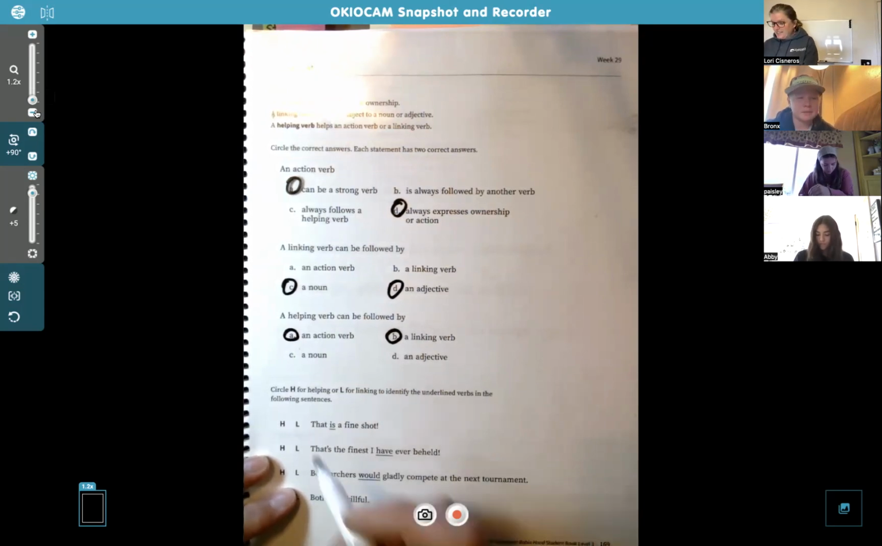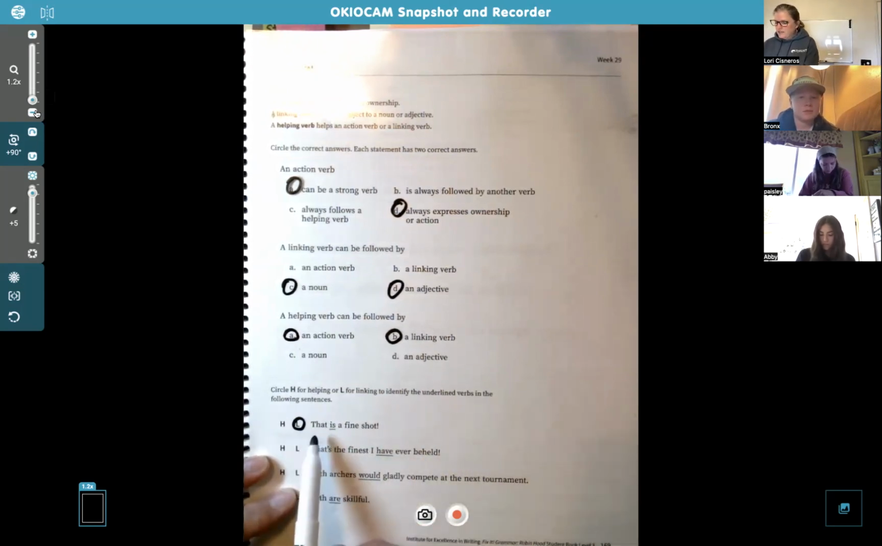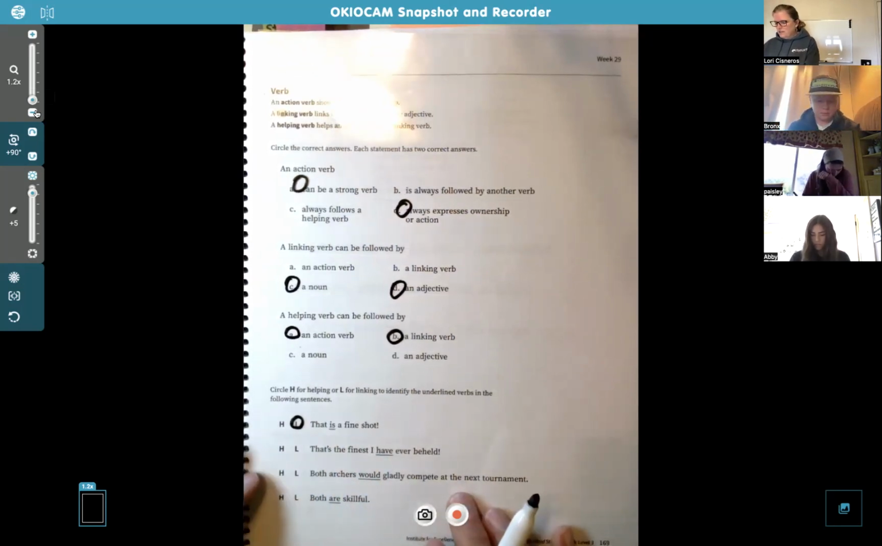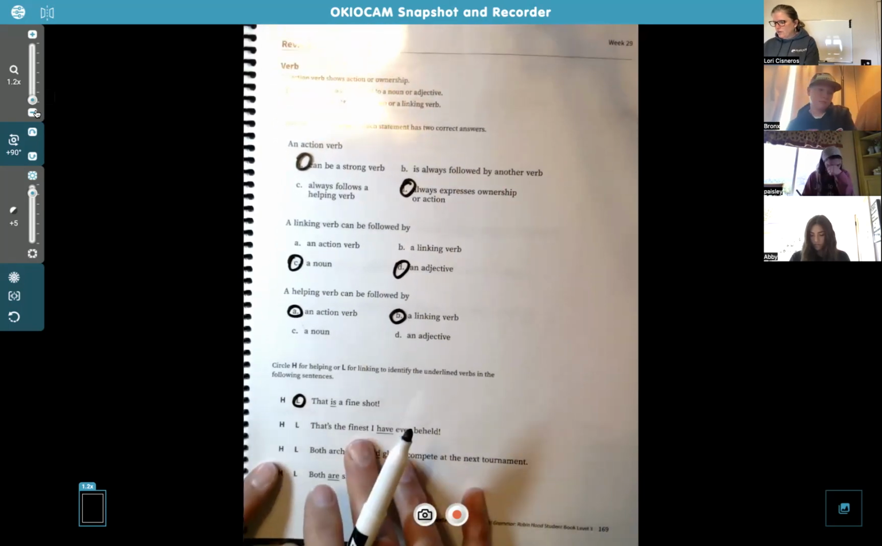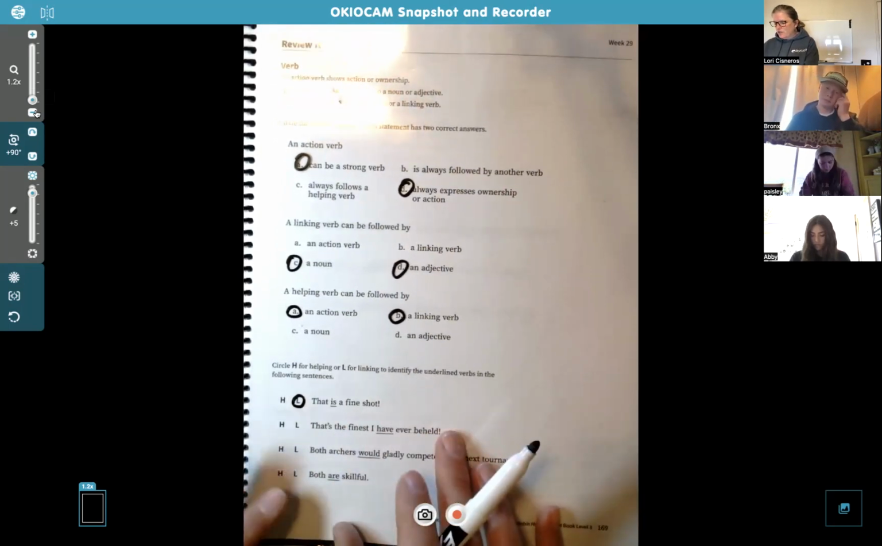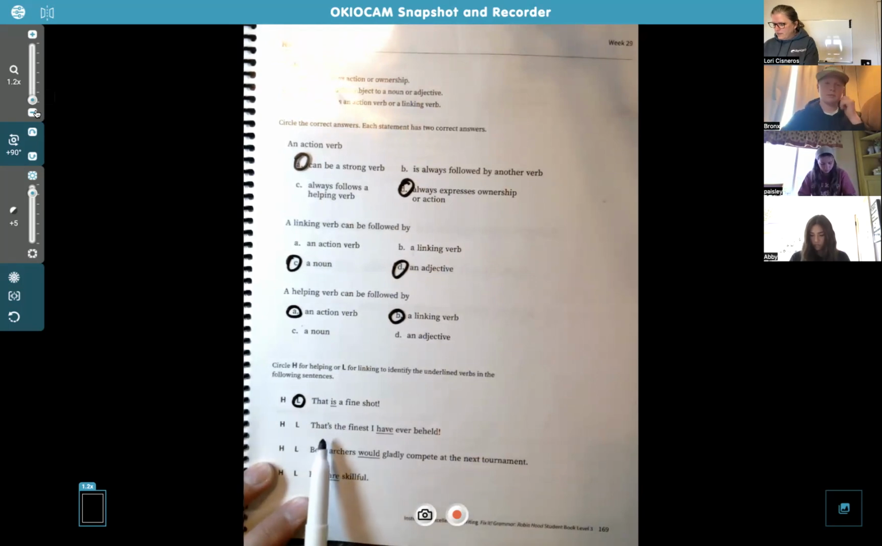Linking. It is linking because the subject is a fine shot. So it's linking the subject to the noun and the adjective over here. Good job. Okay, so Paisley, that's the finest I have ever beheld.